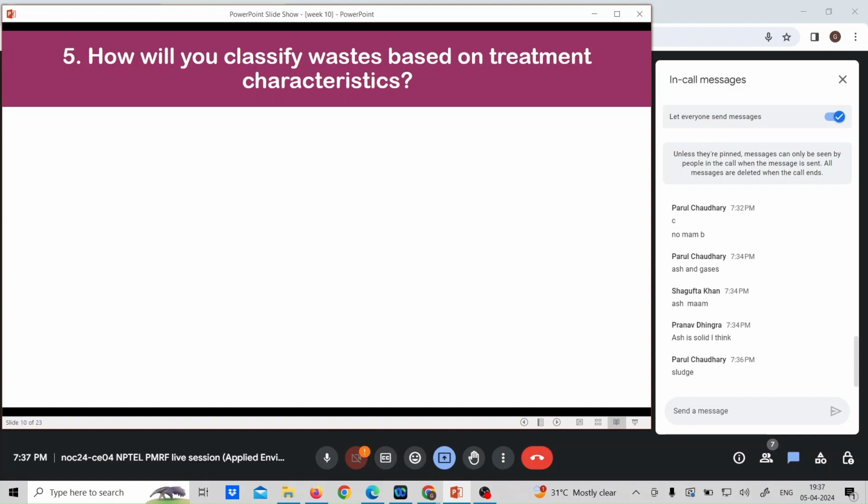Considering you have to go for different treatment options, how will you very broadly classify waste? This is just based on the lecture that was there for this particular topic. Generally, there are multiple ways and multiple bases upon which you can characterize. I'm just asking, to decide what to do with the waste, in a very broad sense. This was again discussed in the lecture.